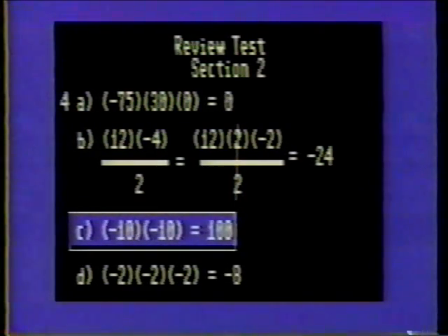Problem 4C contains an even number of negative signs. Thus, the product will be positive. Negative 10 times negative 10 is positive 100.